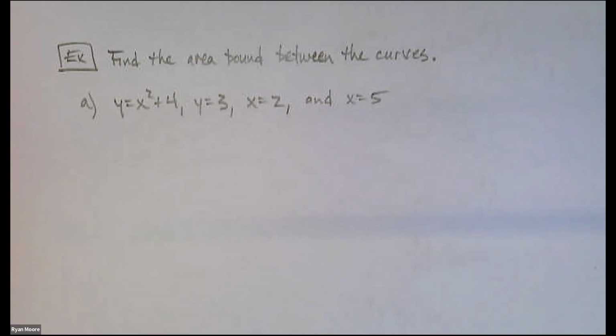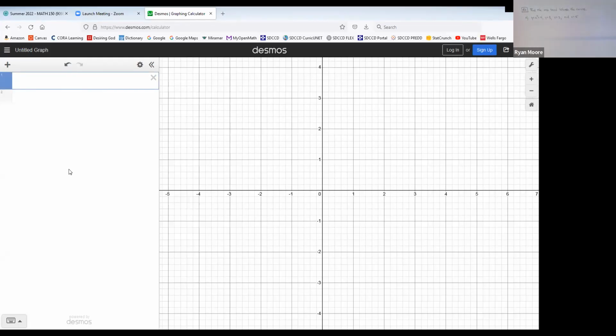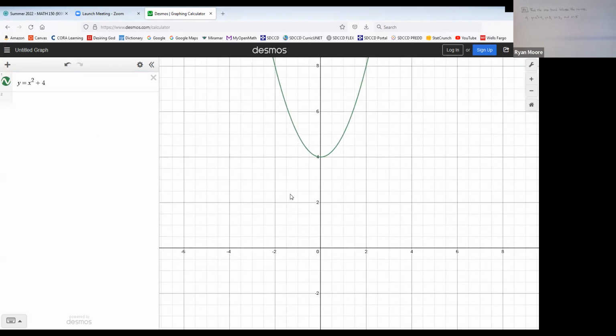I'm going to jump over to Desmos and definitely recommend this as things get more complicated. But even for the simple ones, why not? We've got y equals x squared plus 4, so we got this parabola.